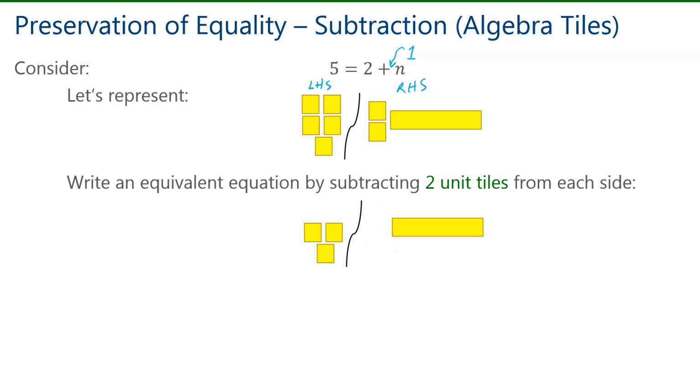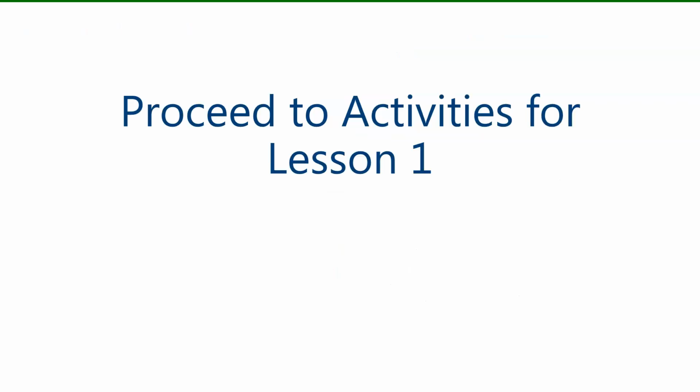What are we left with? On the left-hand side, we're left with 3 units. On the right-hand side, we're left with 1 variable tile. So n equals 3. This would be an equivalent equation for 5 equals 2 plus n. In fact, I'll let you in on a little secret. We actually just solved this particular equation. n equals 3 is indeed an equivalent equation, but it's also the solution to this one. Pretty cool. And now I'd like you to proceed to the activities for Lesson 1.